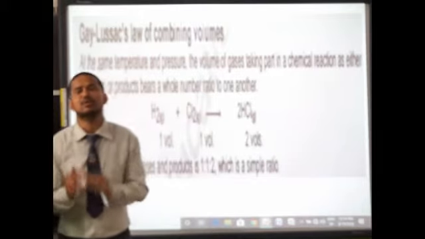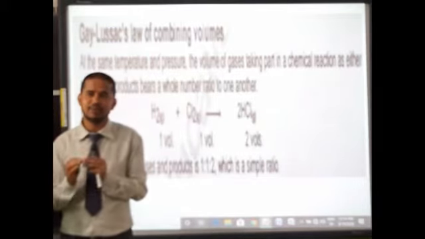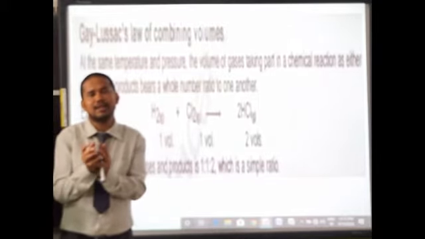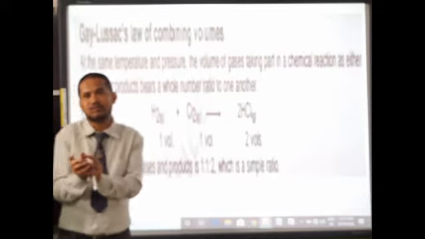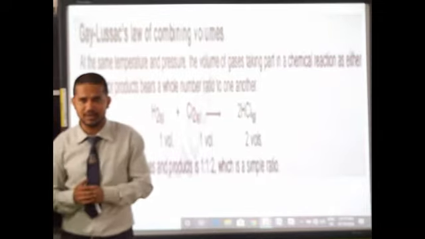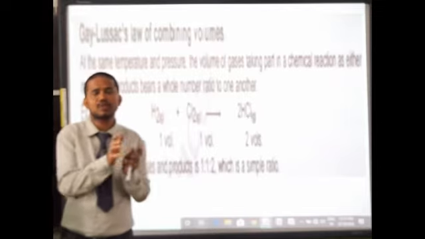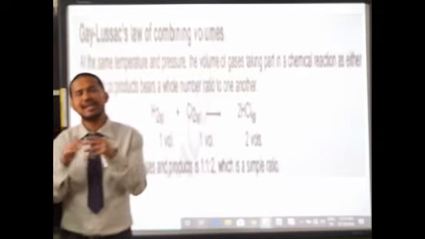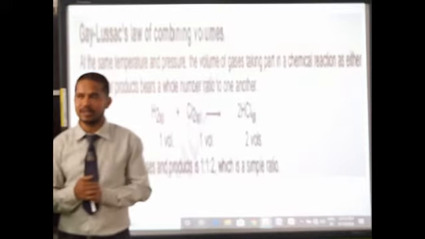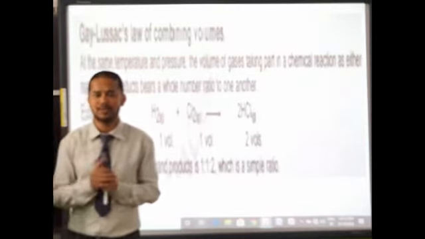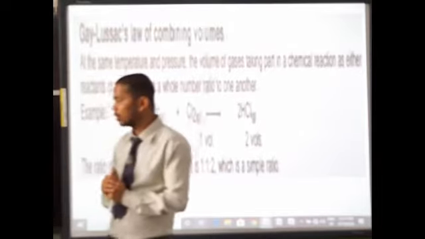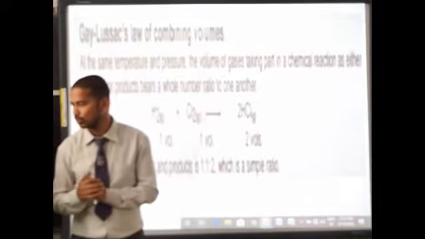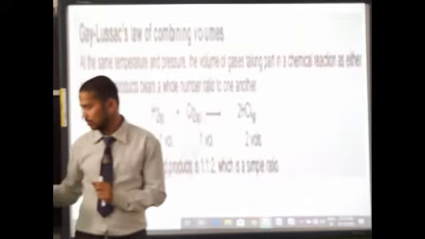So this is also called stoichiometry. Stoichiometry means the coefficient has to be a whole number. That is stoichiometry. And those reactions which do not follow this whole number coefficient are termed as non-stoichiometry. So the ratio of reacting gases and product is 1:1:2, which is a simple ratio.